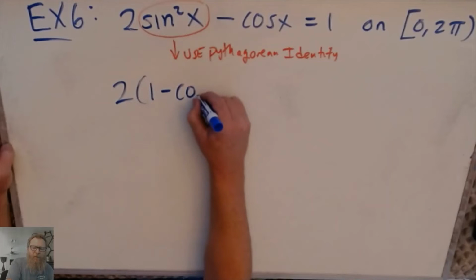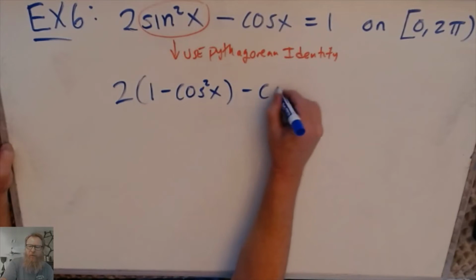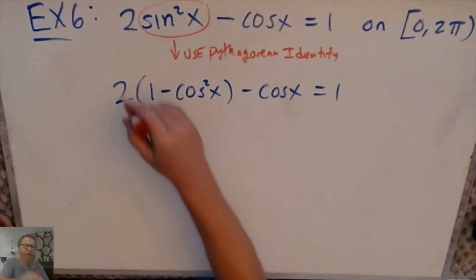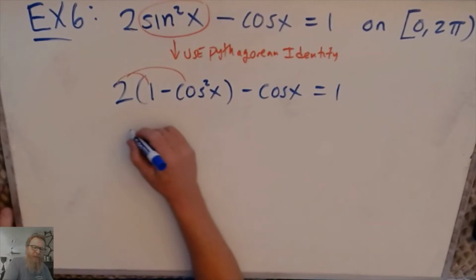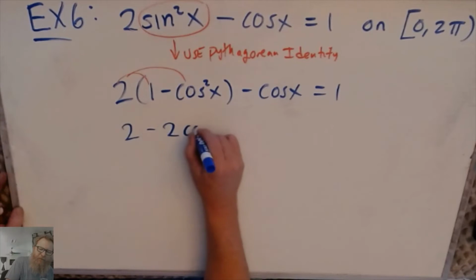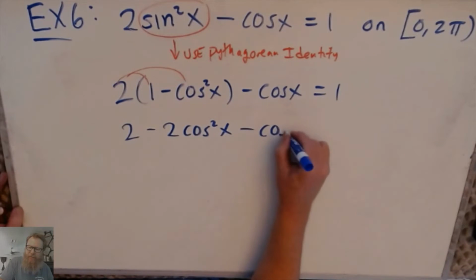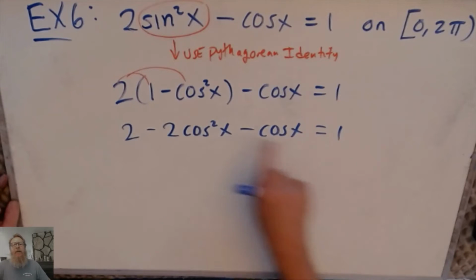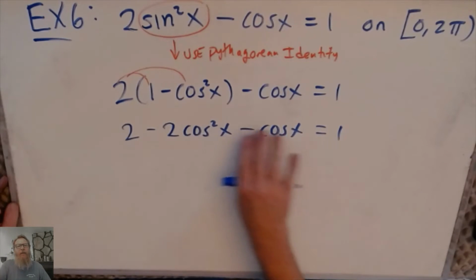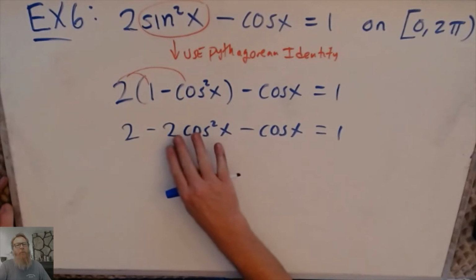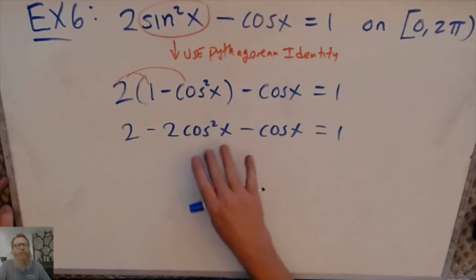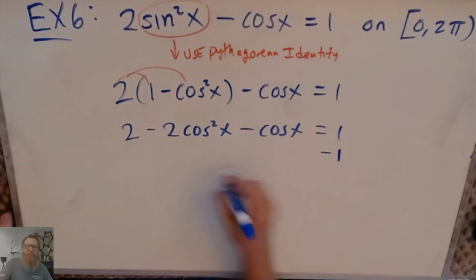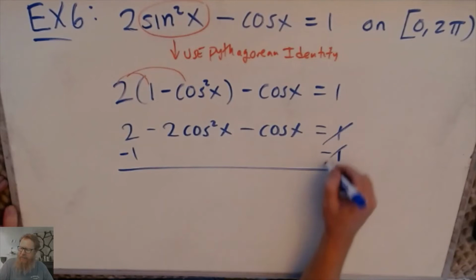Sine squared is 1 minus cosine squared. And now you have an equation that only involves cosine. And you'll find that it's much easier to solve that than it is the original equation. Anytime you have a trigonometric equation with multiple factors of the same function, you want to factor it. You want to also set it equal to 0. So I'm going to subtract 1 from both sides.